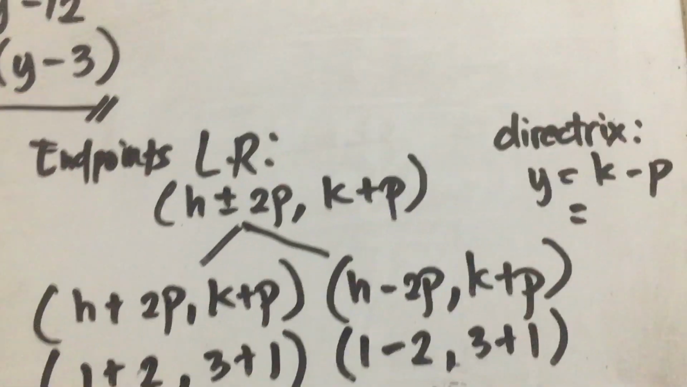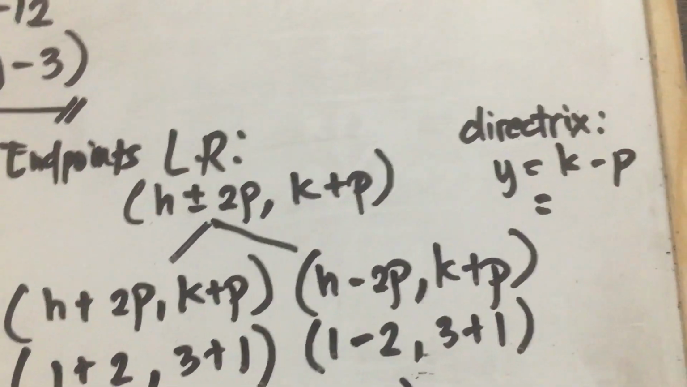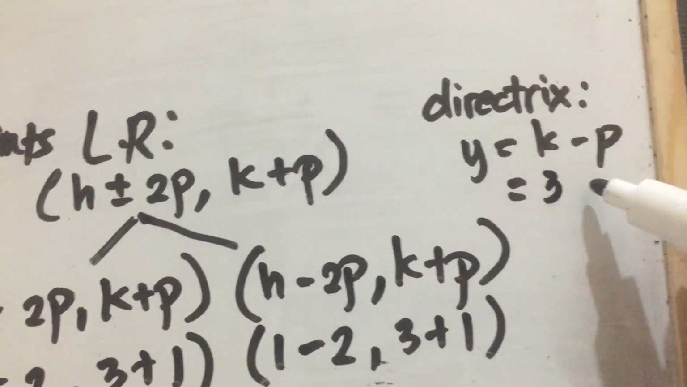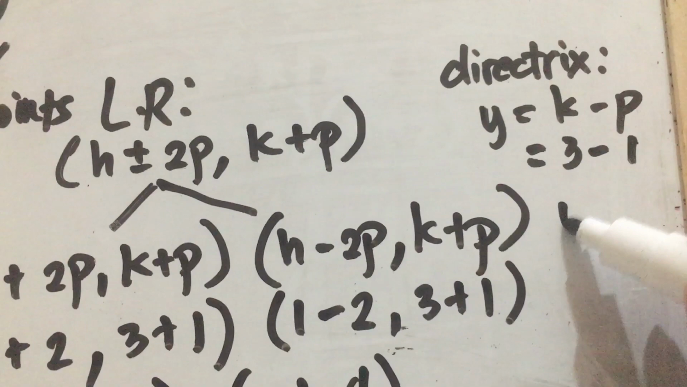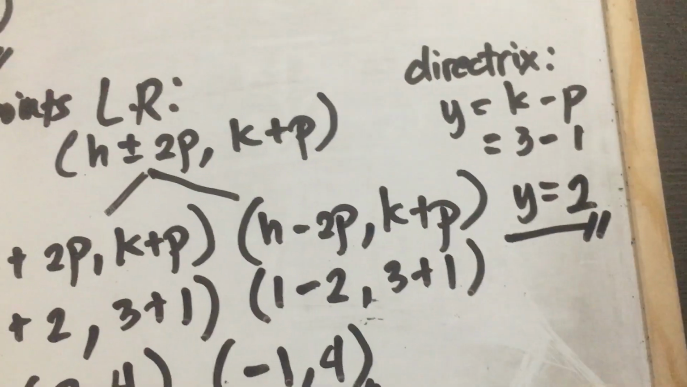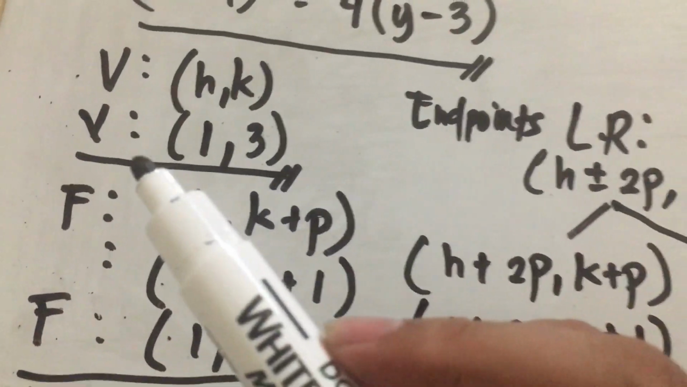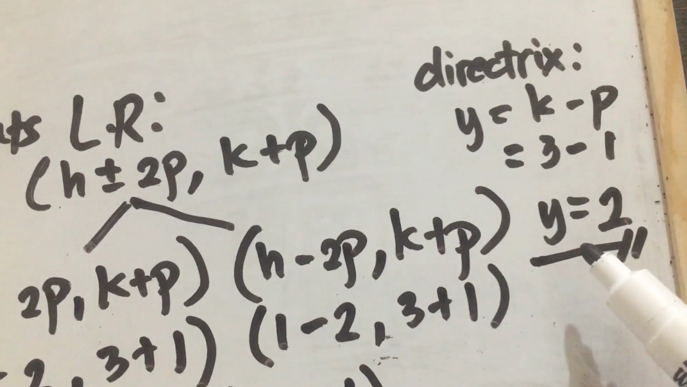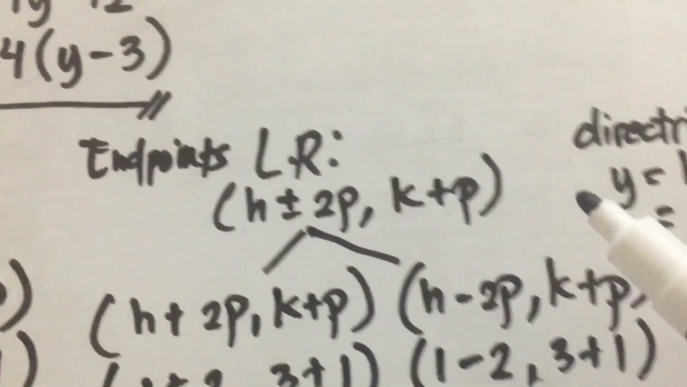So we all know that your k is equal to 3, minus your p, which is equal to 1. So therefore, your y is equal to 3 minus 1, that is equal to 2. So again, your directrix is y is equal to 2. So these are the important things that you need to look for: the vertex, the focus, the endpoints of the latus rectum, as well as your directrix, y is equal to 2. So again, we need to graph the parabola as well.